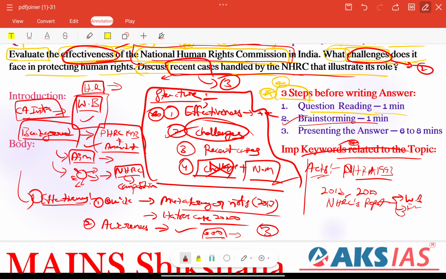Otherwise, the third important positive effectiveness is monitoring governmental and institutional compliance. That is also very important here, because NHRC monitors the state of human rights in the country and also sends recommendations to the government to reform policies. Whenever there is a violation of particular human rights, it gives recommendations to the government, right? For example, in 2023, NHRC submitted a report on prison conditions, which led to reforms in prison management in states like Tamil Nadu and Maharashtra, right? So that is very important here.